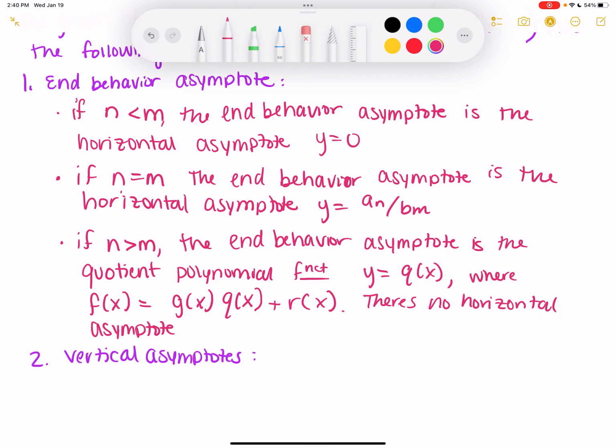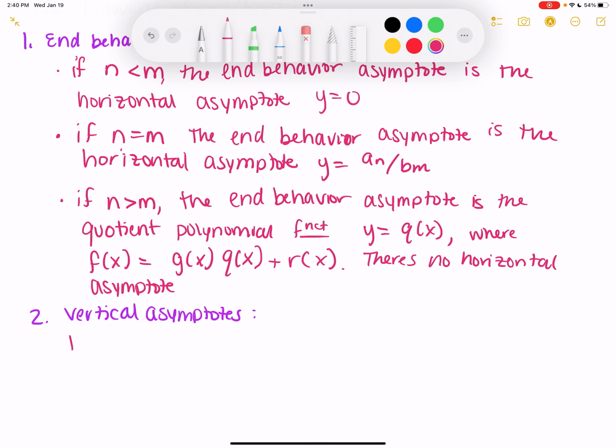All right, so vertical asymptotes. These occur at the real zeros of the denominator.